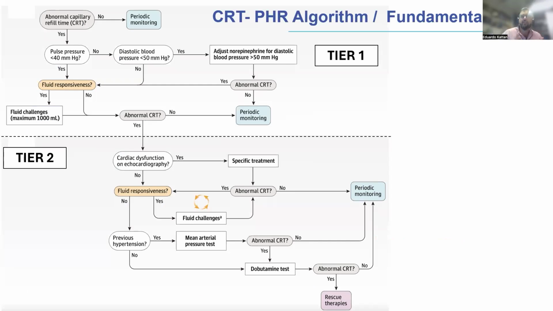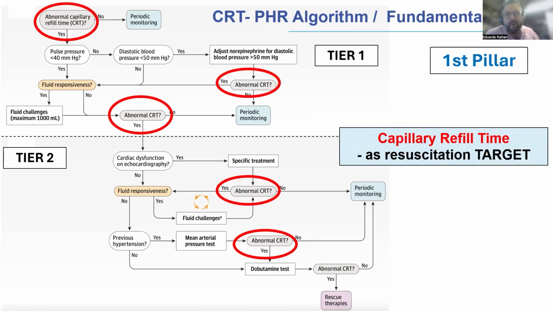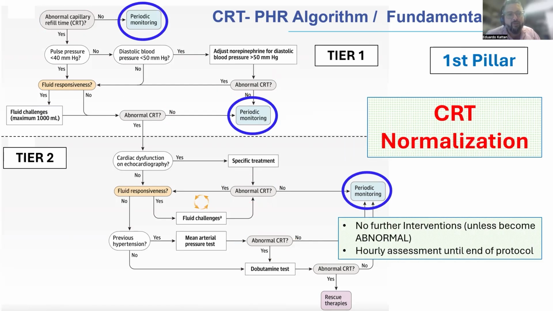During the 6-hour study period, this was our intervention protocol, which had 2 tiers, tier 1 and tier 2. And I will show you some of the fundamental pillars of this protocol. So the first pillar was that capillary refill time was a hierarchical resuscitation target. If capillary refill time was normal, no further interventions were done, and we just checked patients 1 hour after each other to see if everything was okay. So if patients had a normal CRT, nothing was done, just monitoring.